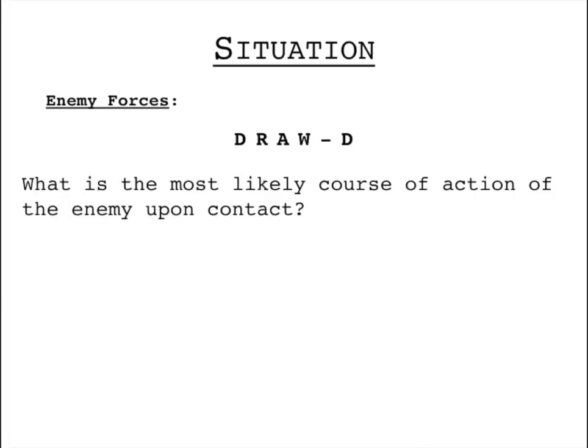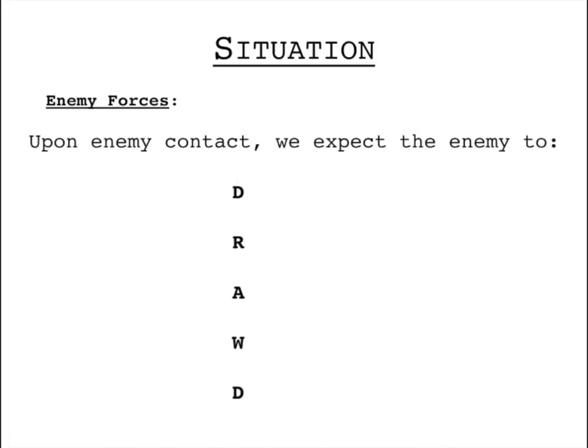Okay, so after you brief the enemy situation using TSWALI, you need to address the enemy's likely course of action upon contact. So for that, we use the acronym DRAW-D. So DRAW-D stands for Defend, Reinforce, Attack, Withdraw, and Delay. So you usually use a maximum of 2. So for example, you can say, upon contact, we expect the enemy to defend and then withdraw.